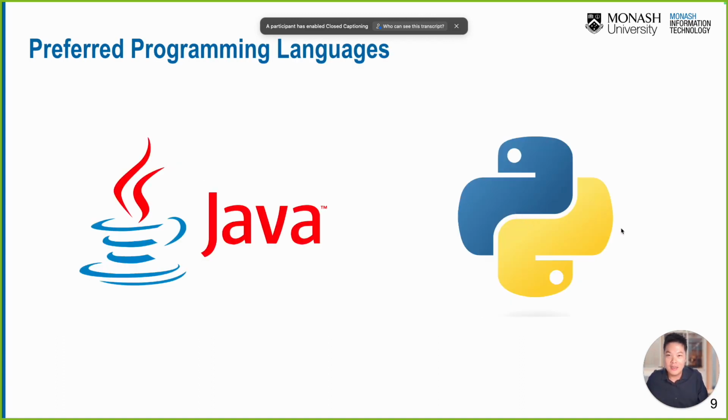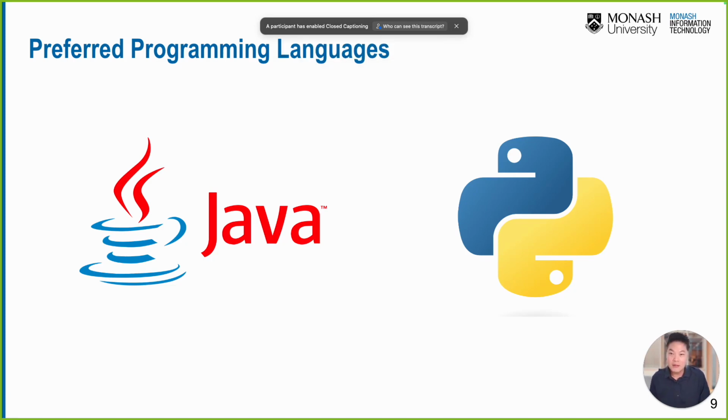All right. Yeah. And this is the answer to one of your questions as well, about what the preferred programming languages allowed in the unit are, right? Because OOP, object-oriented programming, is part of the unit learning outcome. So that's why we encourage students to use either Java or Python.